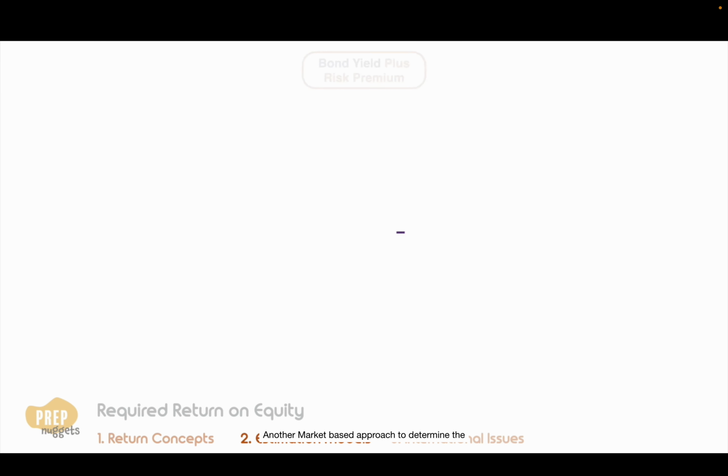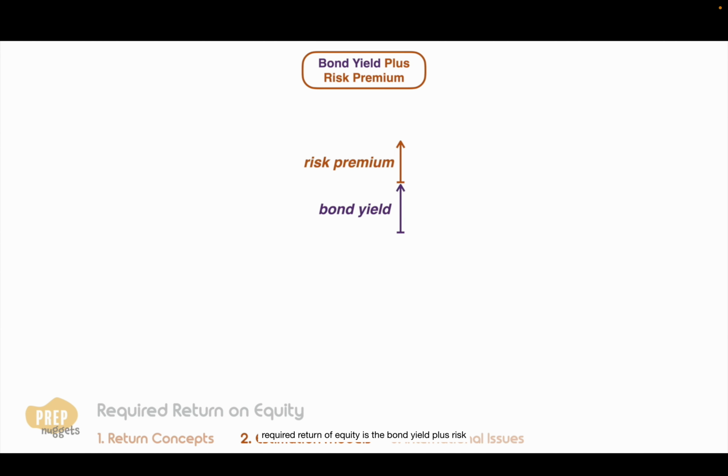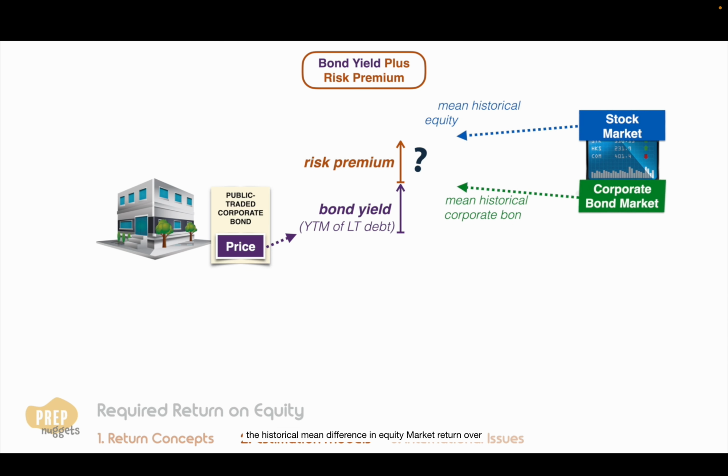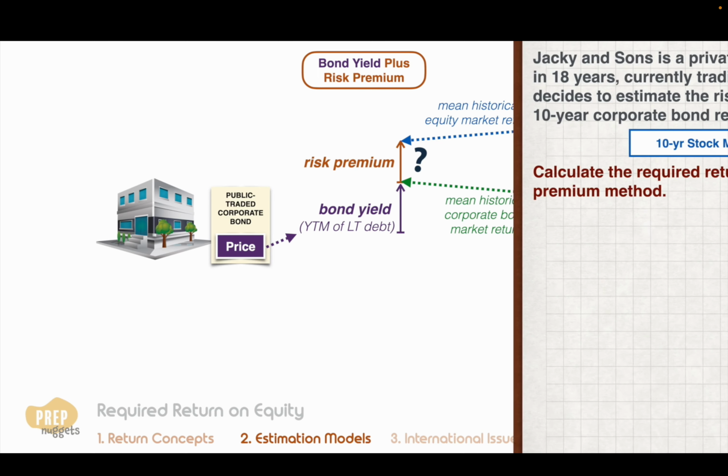Another market-based approach to determine the required return of equity is the bond yield plus risk premium approach. This is for companies that have outstanding traded debt, such that we can estimate the cost of debt of the company based on the yield to maturity of its long-term bonds. The difficult part of this approach is to estimate an appropriate risk premium. A common approach to estimate this is to determine the historical mean difference in equity market return over a corporate bond index return. We shall illustrate this with an example.